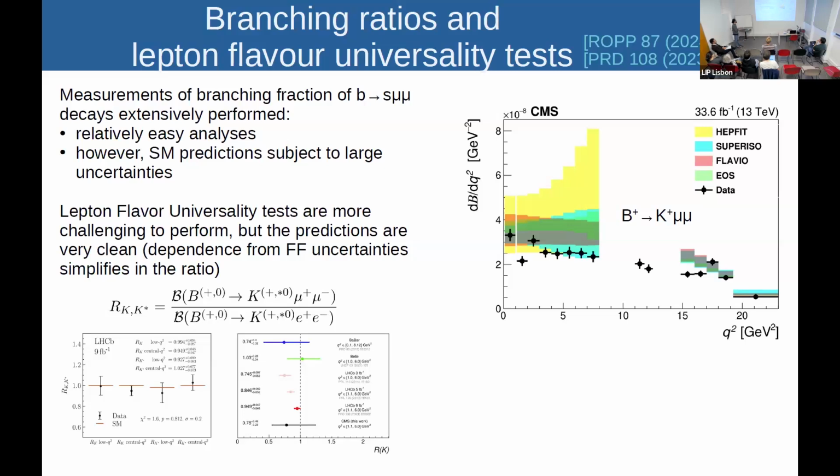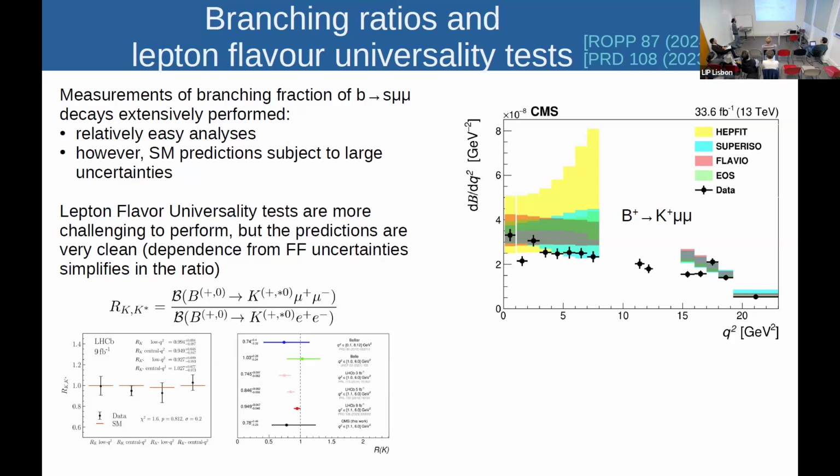What can we do then? We can also do a lepton flavor universality test, comparing the decay going to one family of leptons with the decay going to another family. Muons are usually the ones experimentally easier to work with, and indeed when we do branching fraction measurements, we mostly use muons, especially at hadron colliders. The angular analysis I will present later also uses muons, but we can also do the comparison, the ratio between the branching ratio of the muon decay and the electron decay.